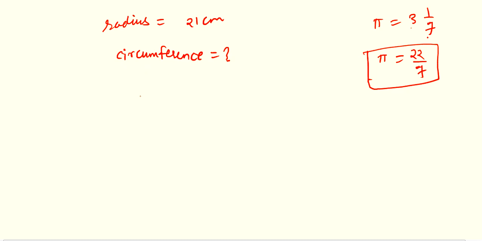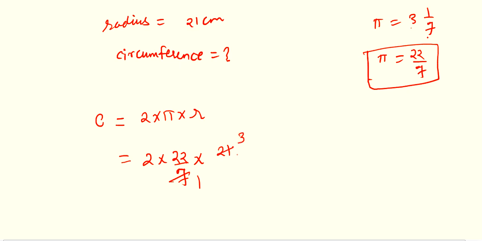So the circumference that we have to find, as you know, circumference C equals 2 into pi into r. So 2, pi 22 by 7 that we have to use, into r. R stands for radius, which is 21. So 7 ones are 7, 7 threes are 21. So 22 into 3, 66 into 2, 132. So your circumference is 132. This is your required answer.